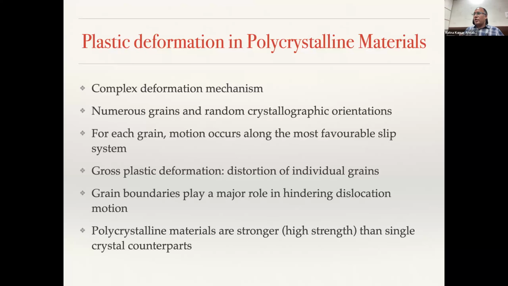Because there are more grains, you would see that polycrystalline materials are usually stronger than their single crystal counterparts. Because in single crystals, the dislocation impediment only happens due to dislocation interactions. But when you have a polycrystalline material, you can have dislocation interactions within a grain, and in addition to that, dislocation motion is also impeded by the grain boundaries. Hence, there is more resistance to dislocation motion in a polycrystalline material compared to a single crystal material, and as a result, polycrystalline materials are observed to be stronger than a single crystal material.